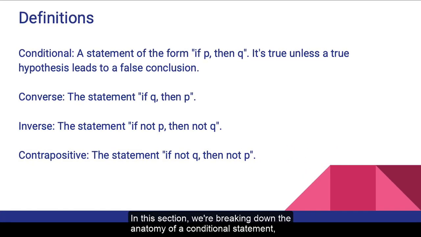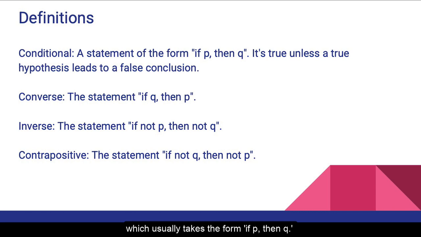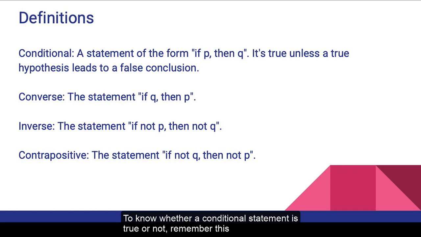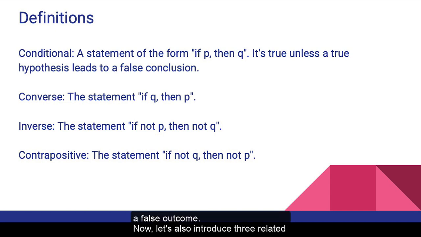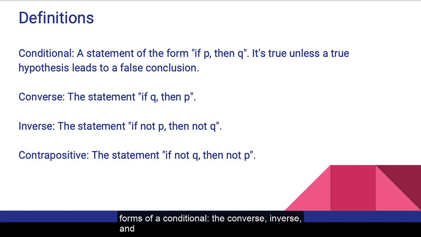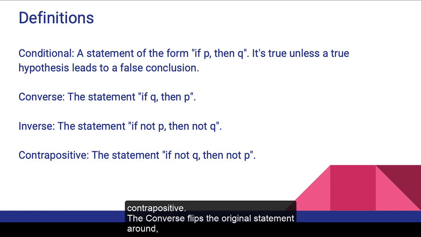In this section, we're breaking down the anatomy of a conditional statement, which usually takes the form if P, then Q. To know whether a conditional statement is true or not, remember this rule. It's only false if a true condition leads to a false outcome. Now let's also introduce three related forms of a conditional: the converse, inverse, and contrapositive.